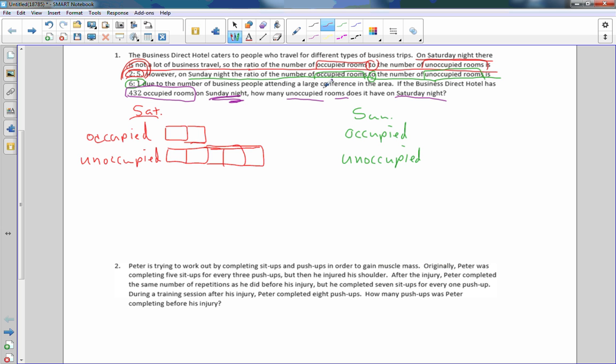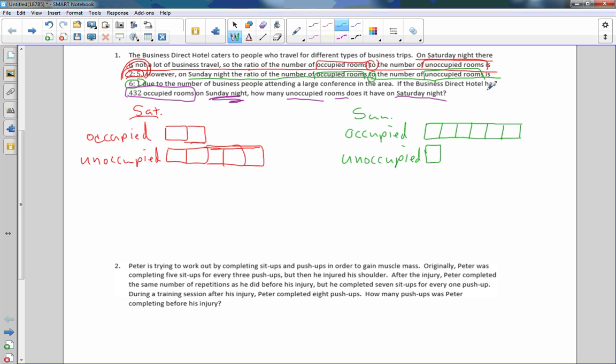And then we're going to do the same on Sunday. Occupied is 6 to 1. So if I draw a tape diagram like so, 1, 2, 3, 4, 5, 6, then here is my tape diagram. There, that's a little bit better. And then 1. 6 to 1, occupied to unoccupied. So Saturday's a quiet night, Sunday's busy.